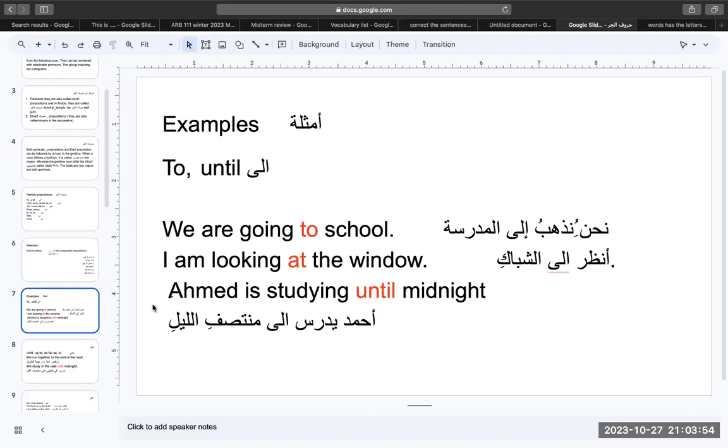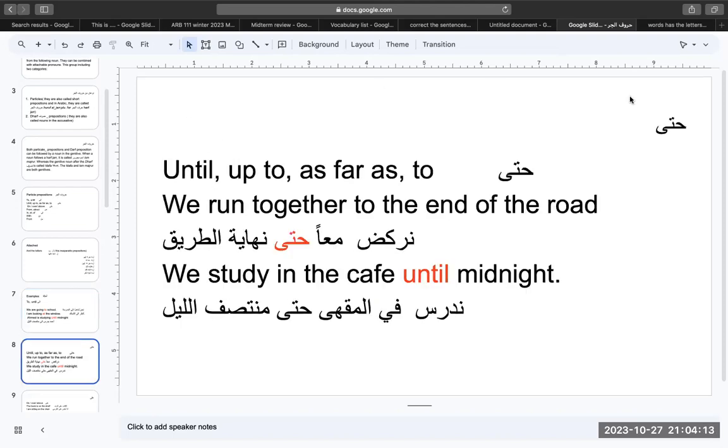So if you look, إلى comes with time here, Ahmed is studying until midnight. Here, we are going to school, it's speaking about location. And here it's speaking at something. Then حتى. We use حتى again with place and time. So حتى means until, up to, as far as, or to. We run together to the end of the road: نركض معا حتى نهاية الطريق.